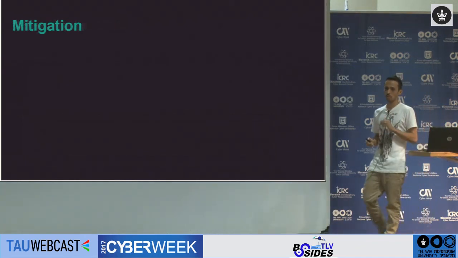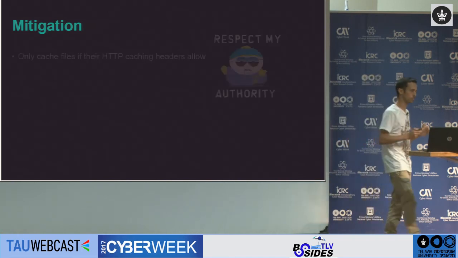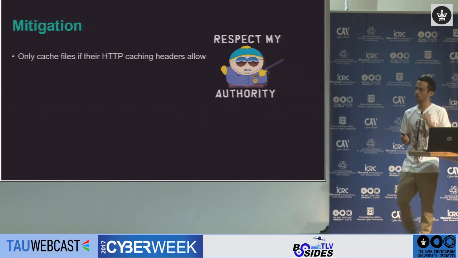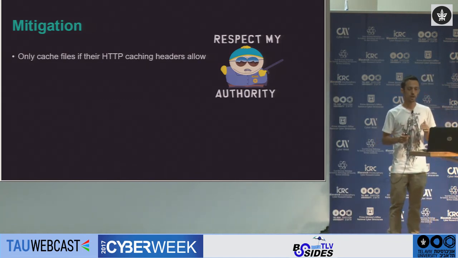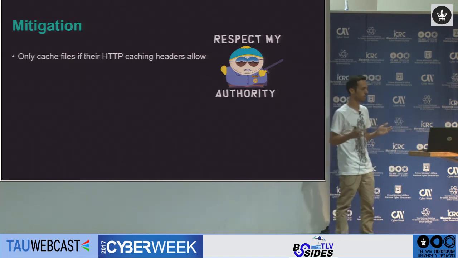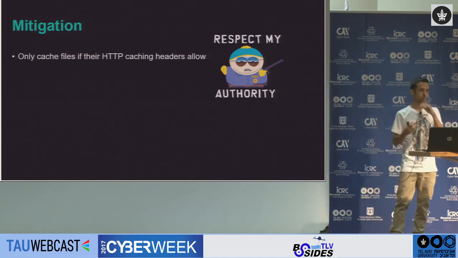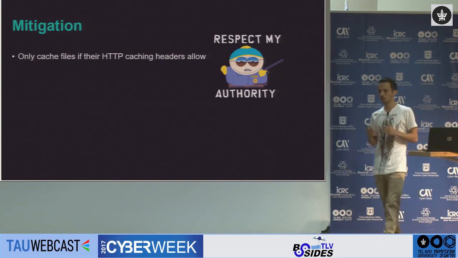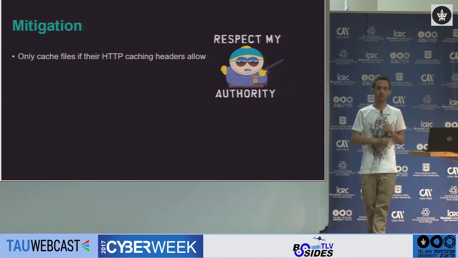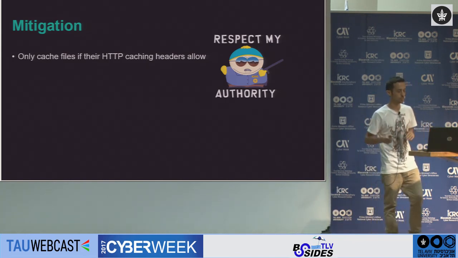OK, so that was our examples. Let's talk about how we prevent this. What is the mitigation of web cache deception? There are a few options. The first option is to only cache files if the HTTP caching headers allow. Now, there are good reasons to override the caching headers that return from the web server. For example, CDNs recommend you to override the caching headers in order to prevent DDoS. So if you need to use it, then it's OK. You have some other options to prevent it. But if you can avoid it and respect the HTTP headers that your web server returns, you probably should.